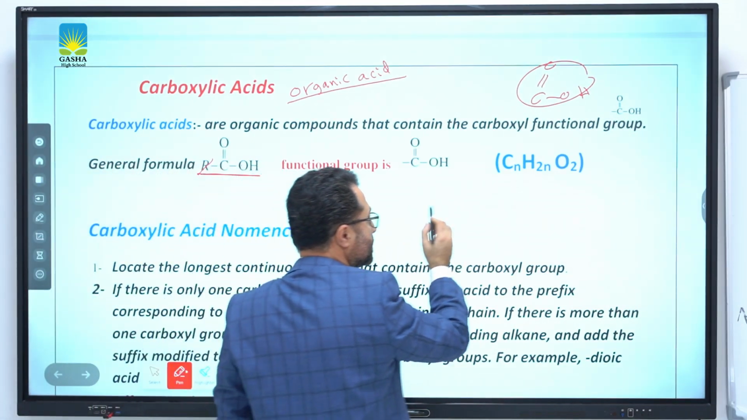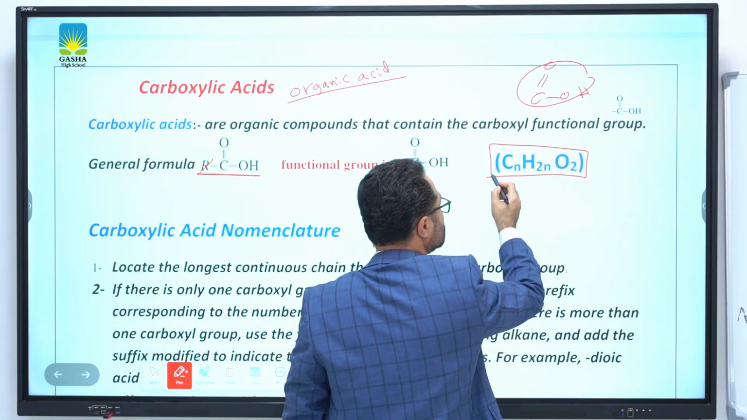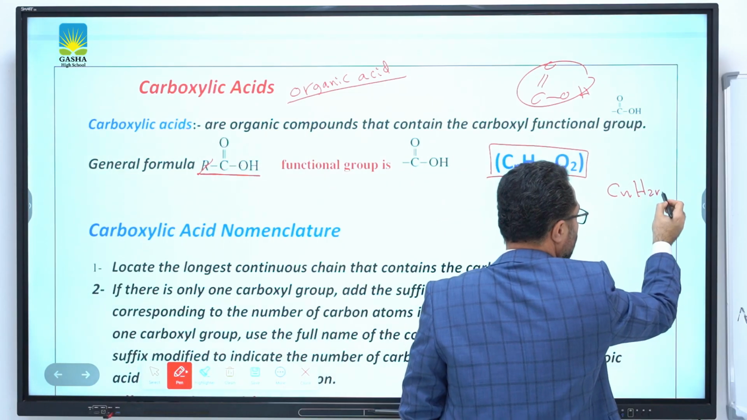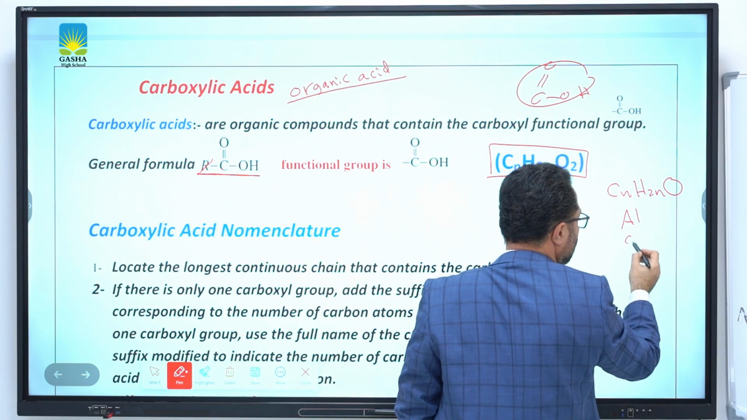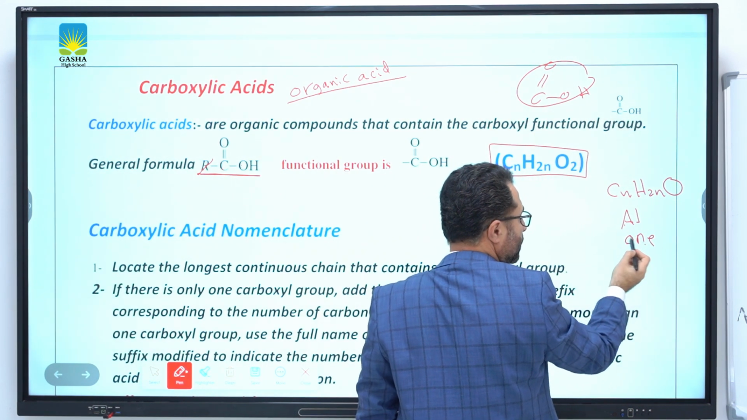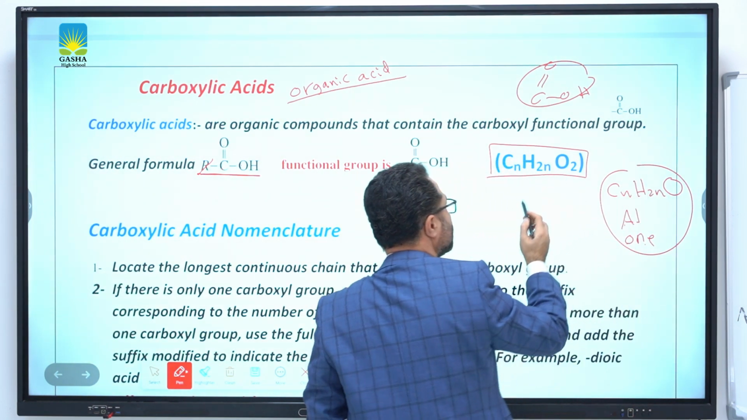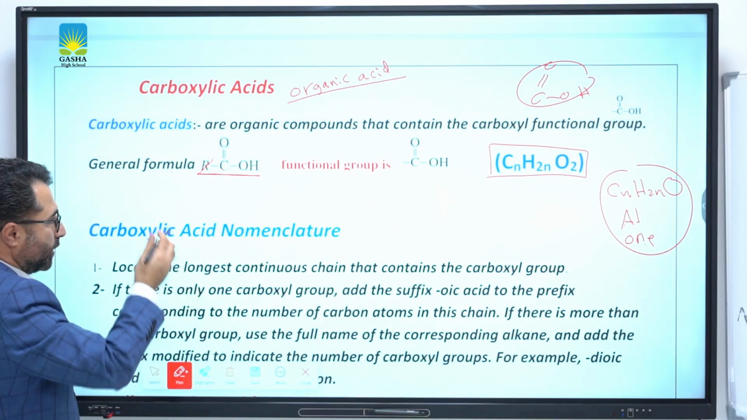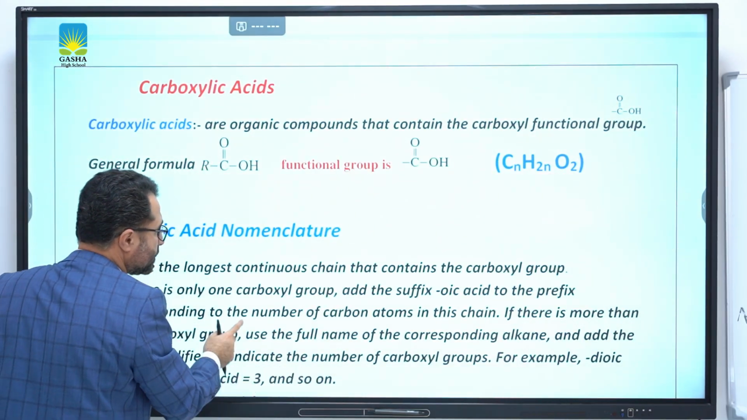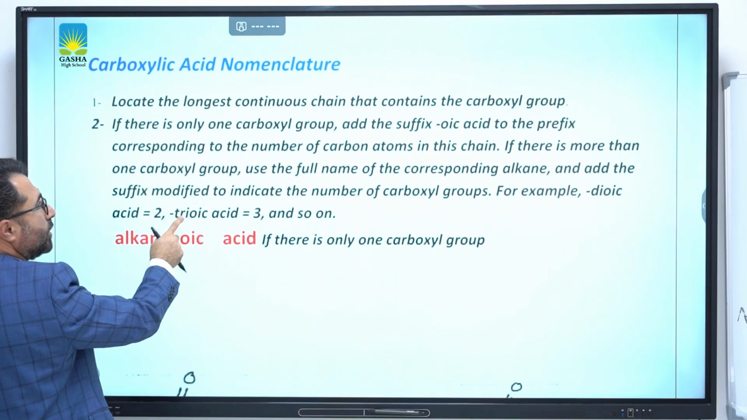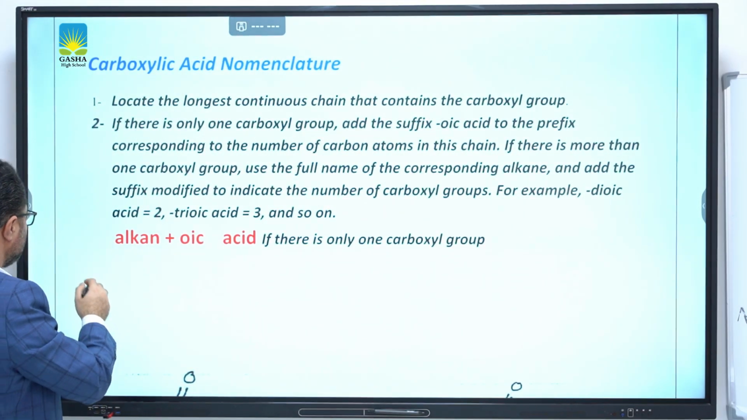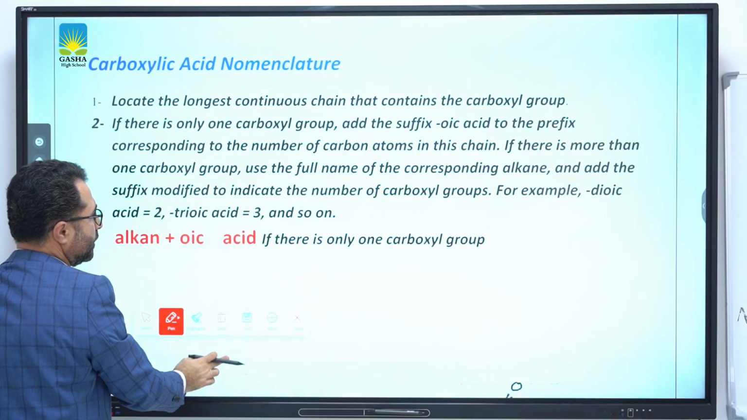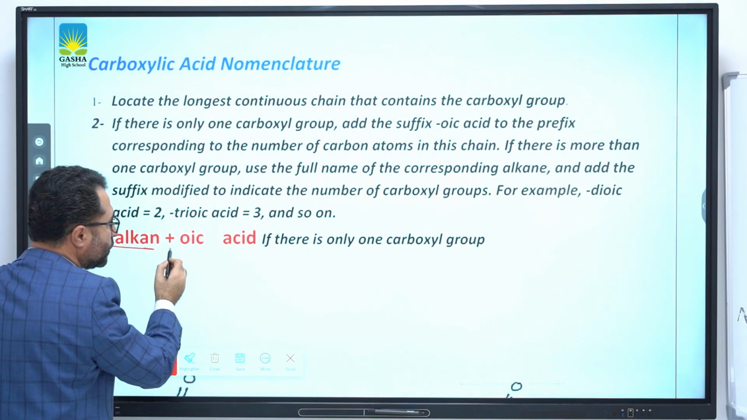The general molecular formula is CnH2nO2. In aldehydes and ketones, we have CnH2nO. But here we have CnH2nO2, which has 1 oxygen more than aldehydes and ketones. The nomenclature is so easy for carboxylic acids. Always the COOH is number 1, and name the parent hydrocarbon as alkane plus -oic acid.